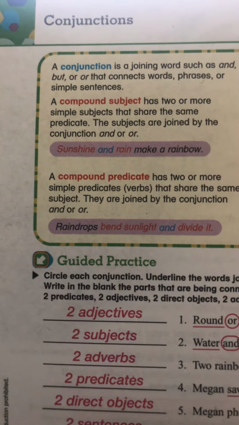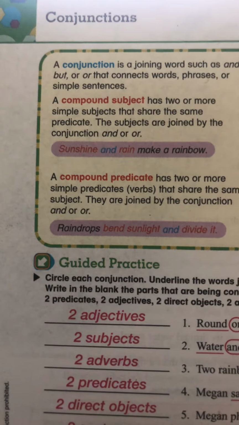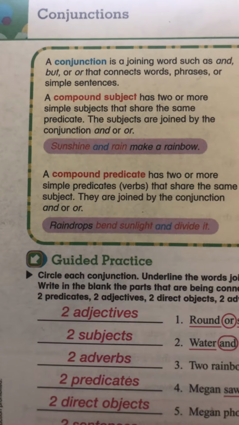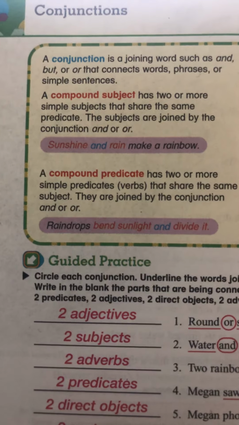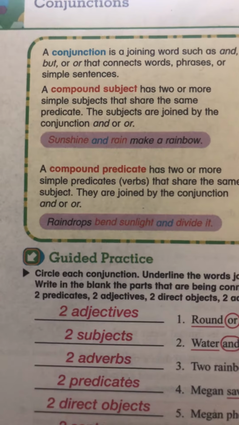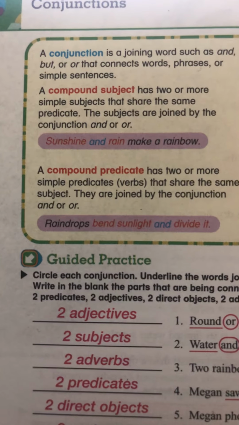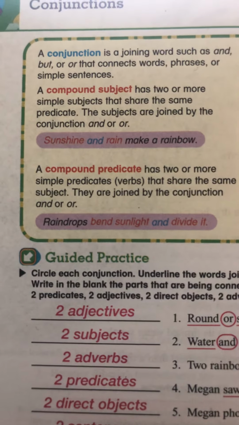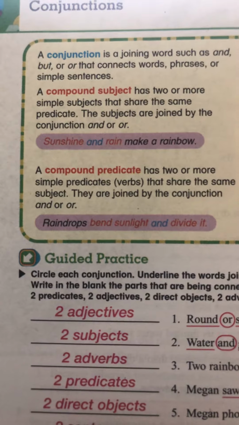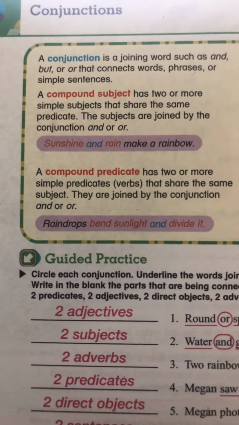Today we're going to talk about conjunctions. We've mentioned conjunctions earlier in the year, but today we're going to talk a little bit more about them. A conjunction is a joining word. The ones we usually see are and, but, and or. These connect words, phrases, or simple sentences.